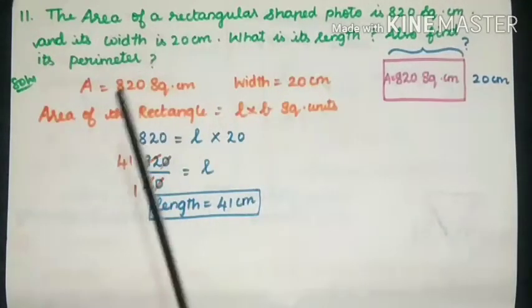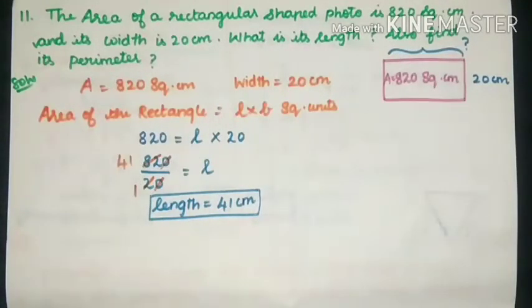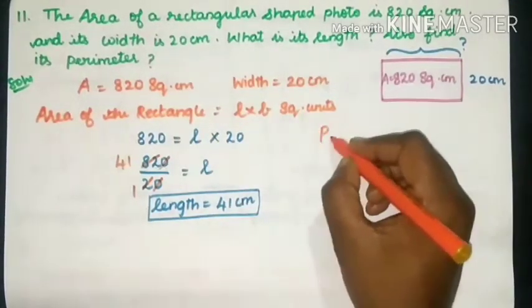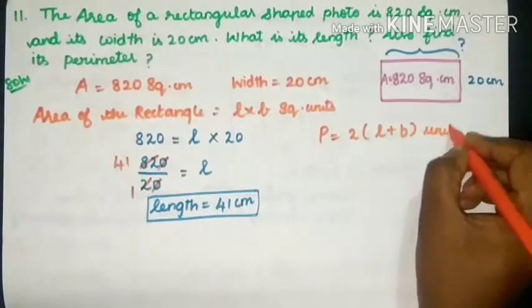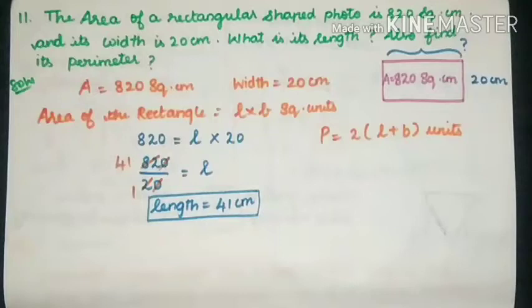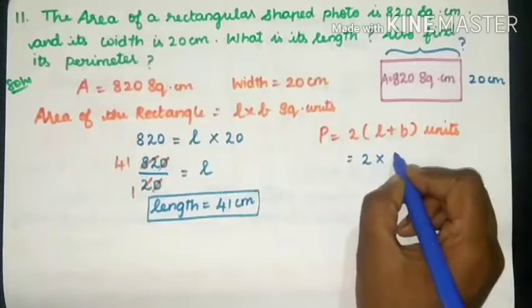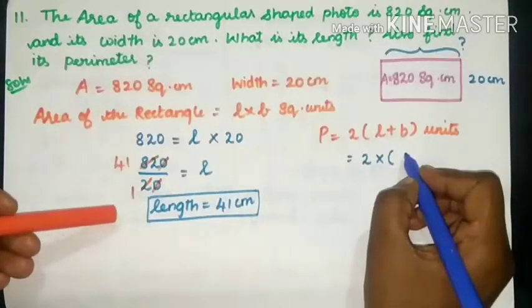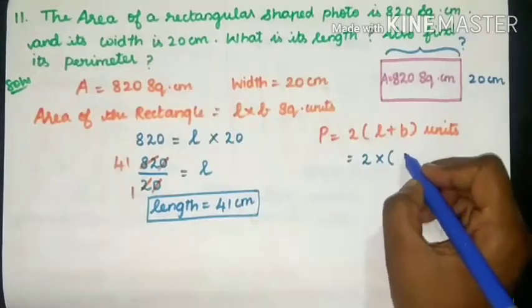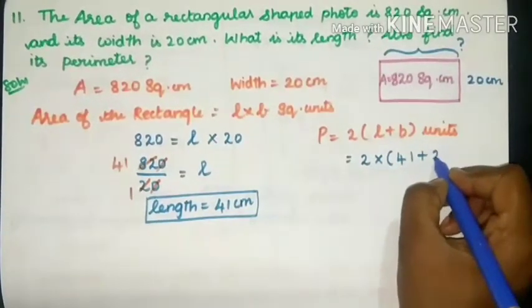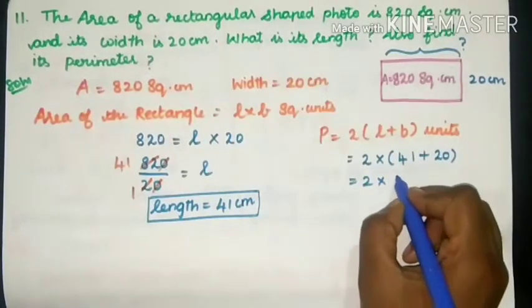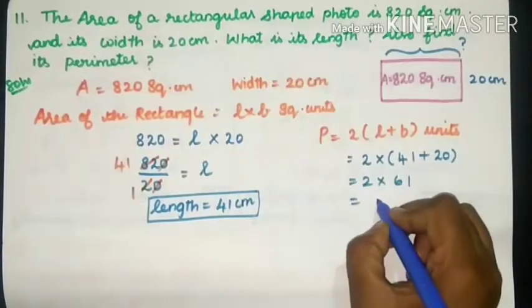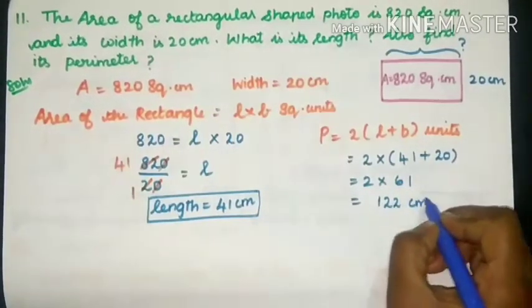And also, you have to find its perimeter. Perimeter of a rectangle is equal to what? Yes, 2 into L plus B units. Perimeter of a rectangle is equal to 2 into L plus B units. 2 into, here L value is, now only we have found. L is equal to, yes, 41 plus breadth is equal to, yes, 20. 2 into 41 plus 20 is equal to, yes, 61. 2 into 61 is equal to 122 centimeter.